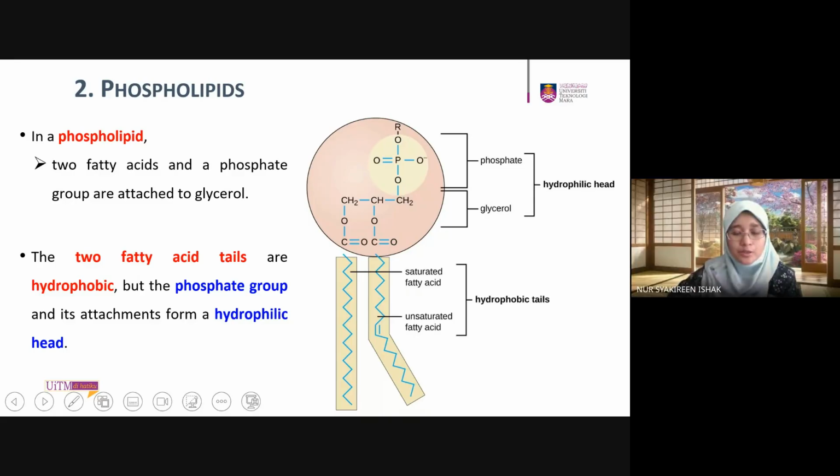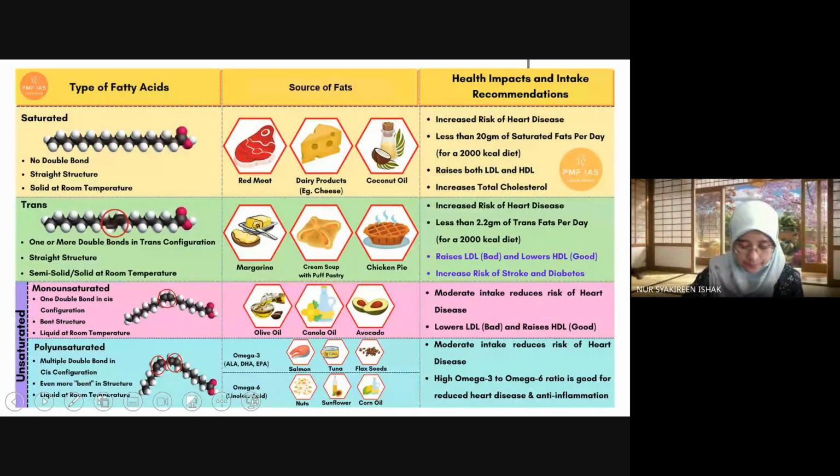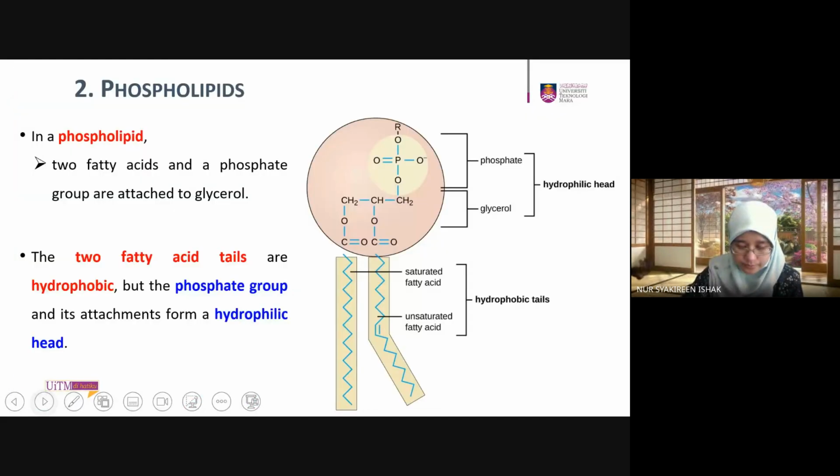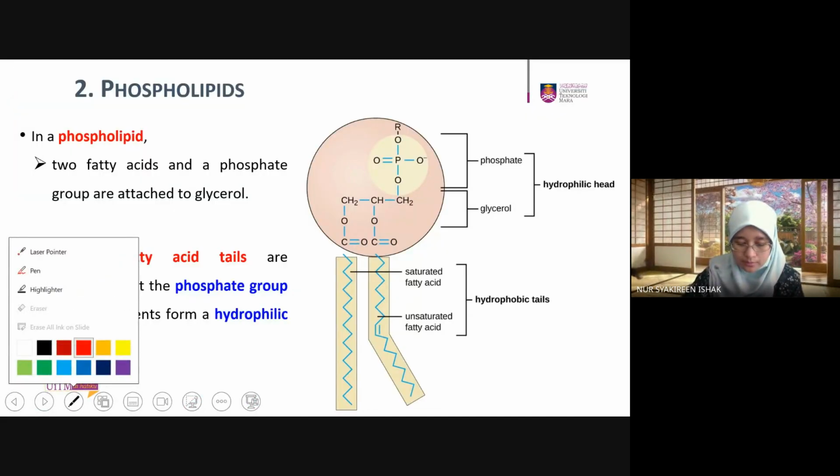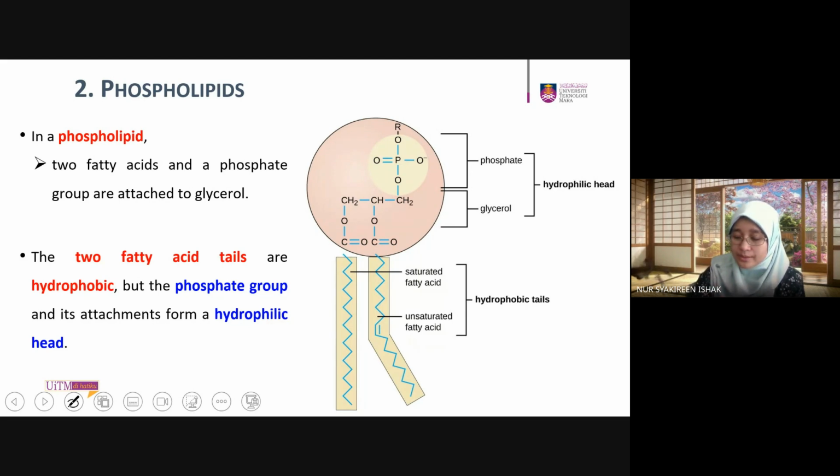Phospholipid. Okay, so phospholipid is grouped under lipids. For the structure of phospholipid, as you can see from the diagram, it consists of a glycerol molecule. The glycerol molecule has three carbons.